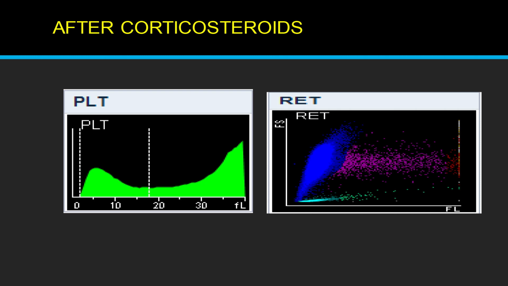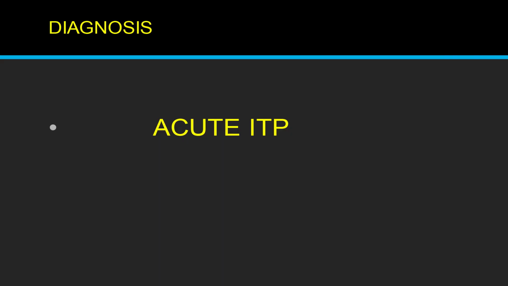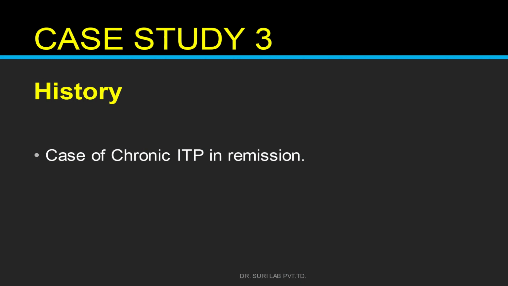And the same platelet histogram has become normal. And if you look at the red scatter plot, the green area of the IPF is highly diminished compared to the earlier scatter plot. So this is a response to therapy in an acute ITP. So the diagnosis was simple acute ITP. This is the third case. This is a known case of chronic ITP in remission.